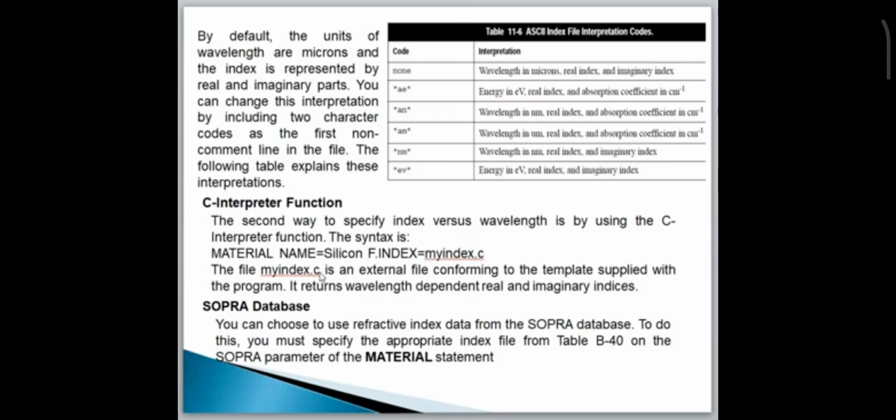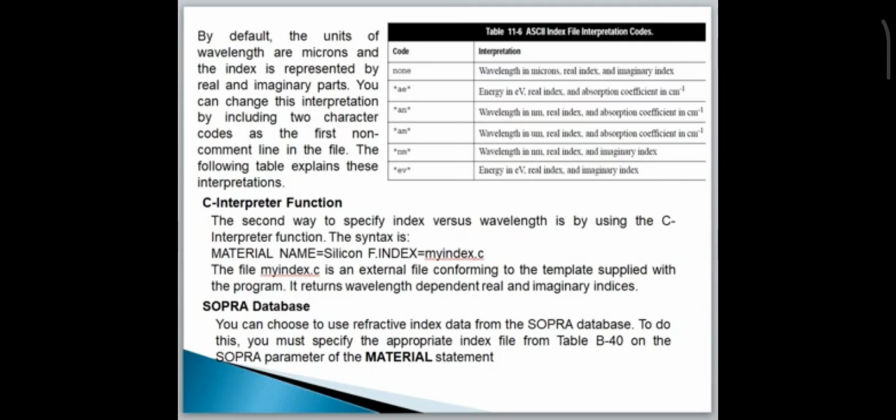The file myindex.c is an external file conforming to the templates supplied by the program. It returns wavelength dependent real and imaginary indices. And the third one is the SOPRA database. You can choose to use refractive index data from the SOPRA database. To do this, you must specify the appropriate index file from the table B40. You can see in the Atlas manual on the SOPRA parameter of the material statement.